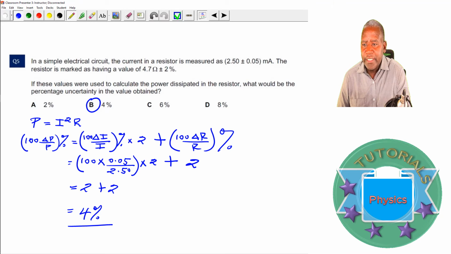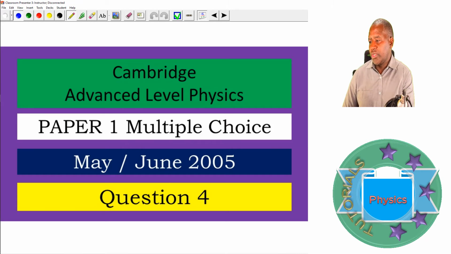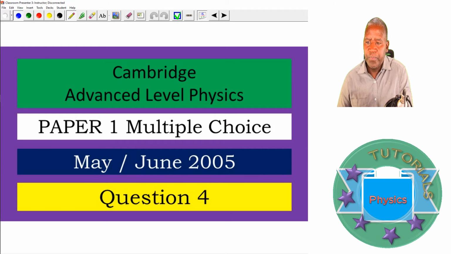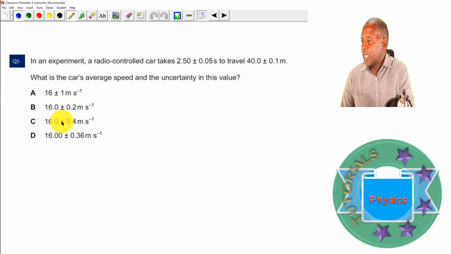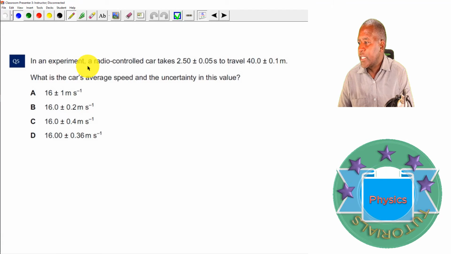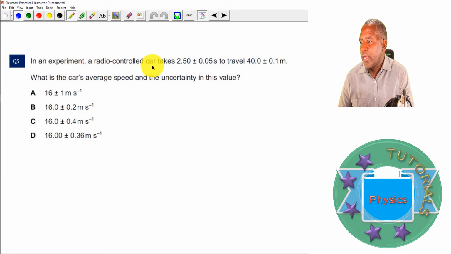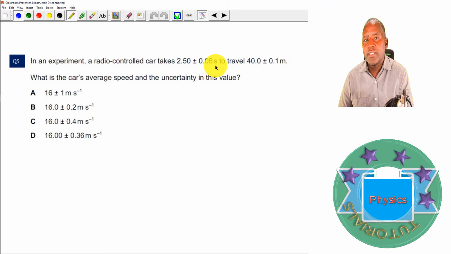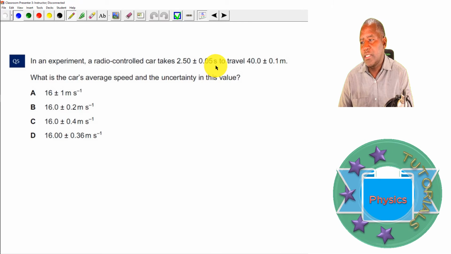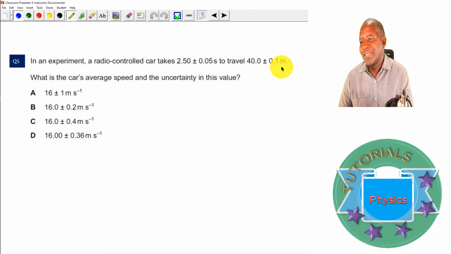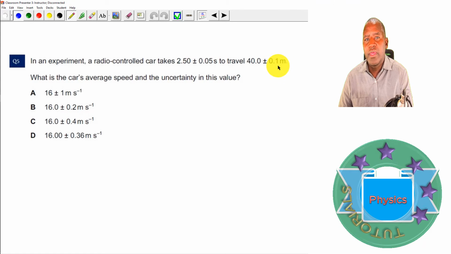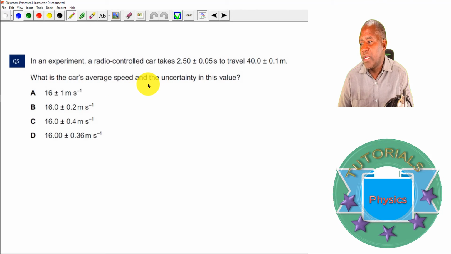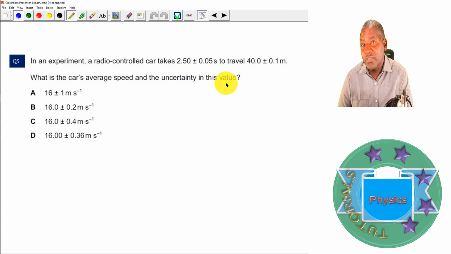And let's look at the last example, which is in the May-June 2005 question 4. And this is how it goes. In an experiment, a radio-controlled car takes 2.5 plus or minus 0.05 seconds, so absolute uncertainty is given, to travel a distance of this much, again with the absolute uncertainty. What is the car's average speed and the uncertainty in this value?